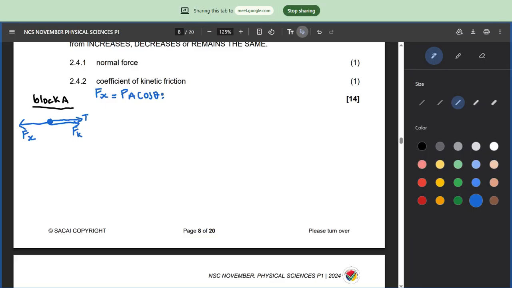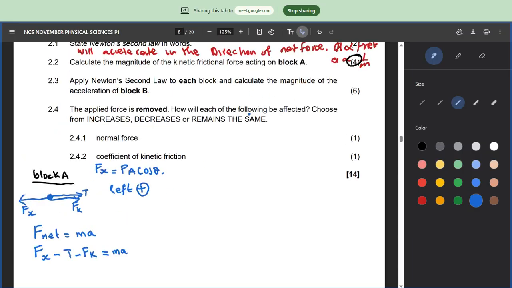Okay, right. Then when you have it like this for block A, you need to choose direction for block A. Let's take the direction of the motion, which is left. So I'm going to take left as positive. Okay, so if I take left as positive, this leaves me with F net is equals to ma, and then I'm creating an expression. So the forces that are going to the left, those are positive, then you subtract all the forces that are going to the right, and this is equals to ma. This is my expression.